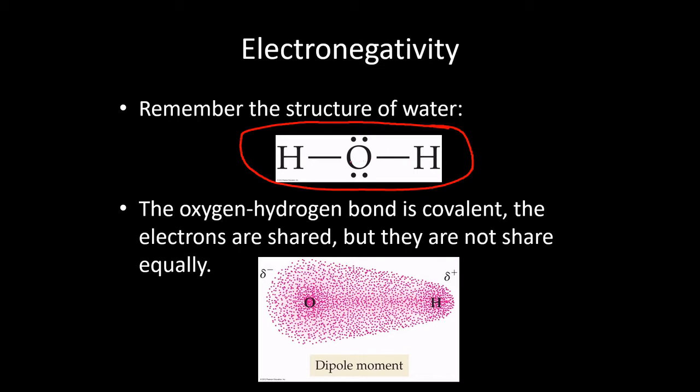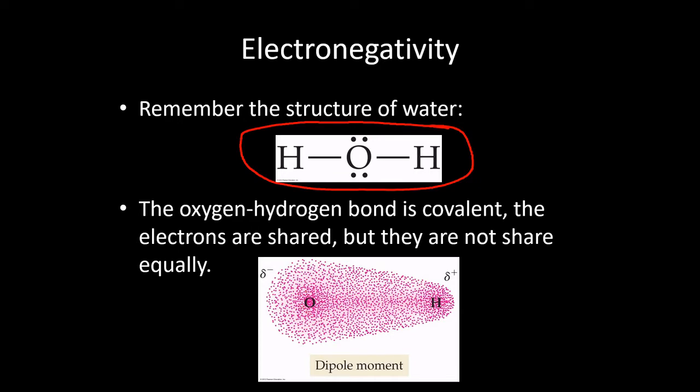What we haven't talked about is if that sharing is completely equal. And the truth is that sometimes it is, and sometimes it's not. Sometimes they do not share those electrons equally. And the oxygen-hydrogen bond is an example of that. The oxygen has what we call a high electronegativity.